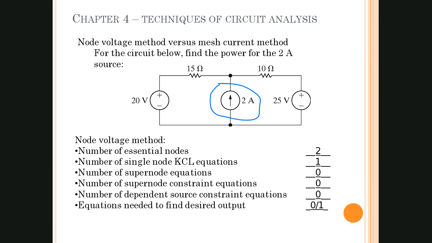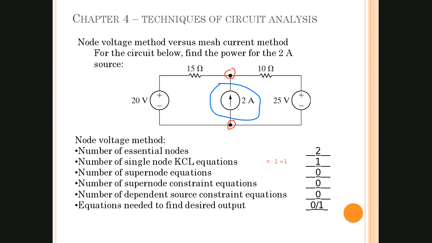So we're going to look at how many essential nodes we have. And of course, it says we have 2, and I'll designate those essential nodes for you again. There's 1, and there's 2. And it says number of single node KCL equations. Remember, we said that the number of equations is equal to how many nodes we have, n minus 1. And so that means that we're going to have 1 equation that we need to solve this.